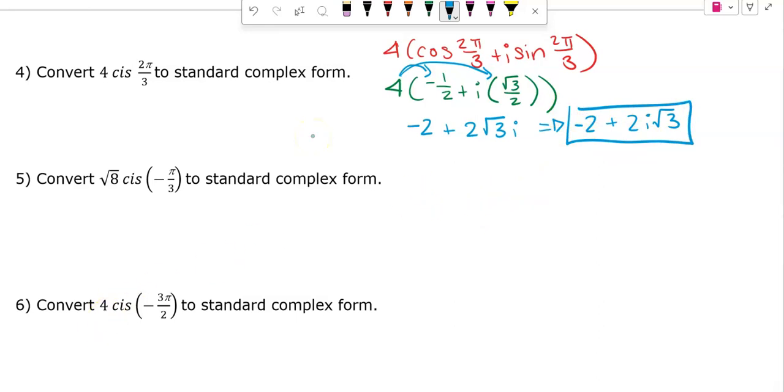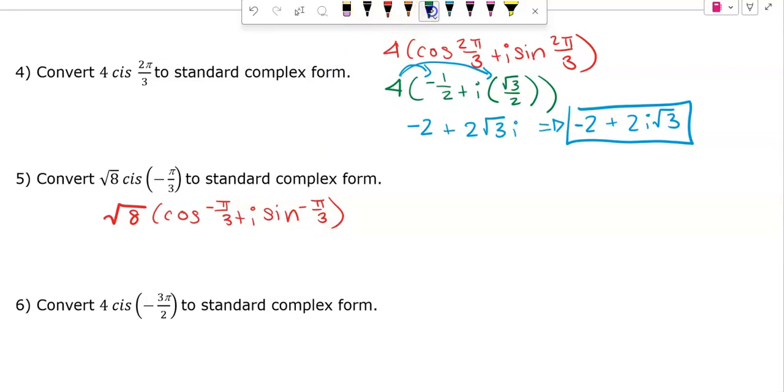Let's try this next one right here. So it's square root 8, negative pi over 3. So that means I'm just going to go square root 8 cosine negative pi over 3 plus i sine negative pi over 3.